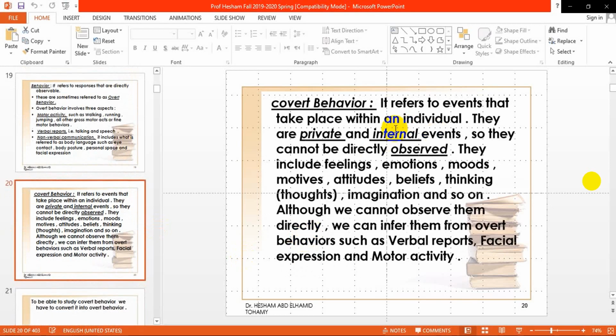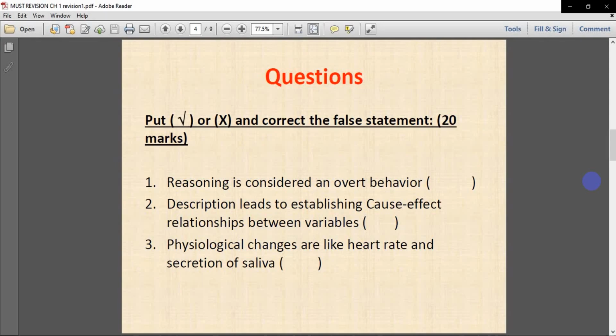Covert behavior refers to events that take place within an individual. So they are private and internal. They are not directly observed. They may include feelings, emotions, moods, motives, attitudes, beliefs, thinking, imagination, and also reasoning. So our answer to this question, reasoning is considered as overt behavior, is false. The correct answer is that reasoning is considered as covert behavior.